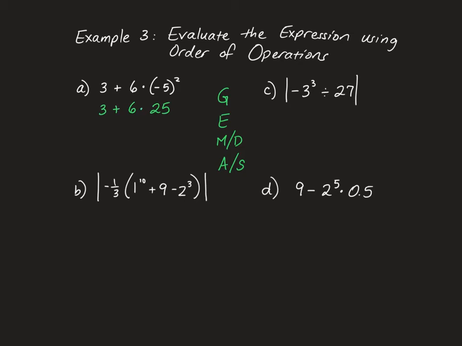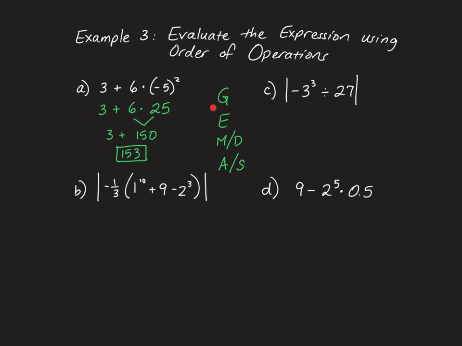Now, thinking about order of operations, multiplication and division come next. So 6 times 25 is 150. So I have 3 plus 150. Now I can do my addition, and 3 plus 150 is 153. So my answer is 153.